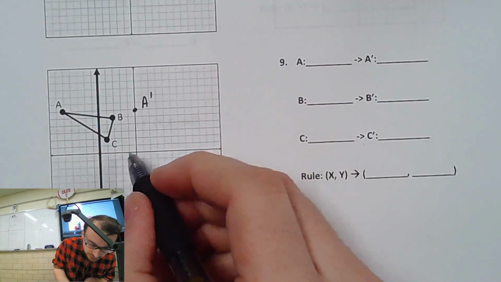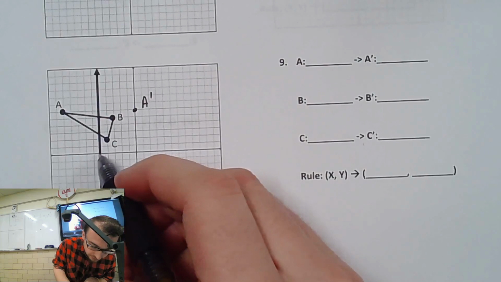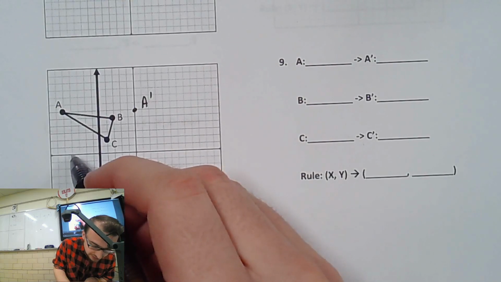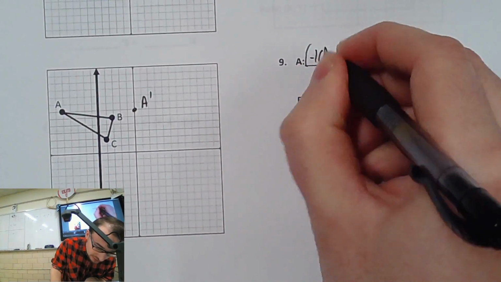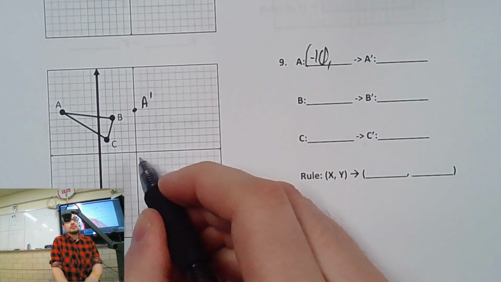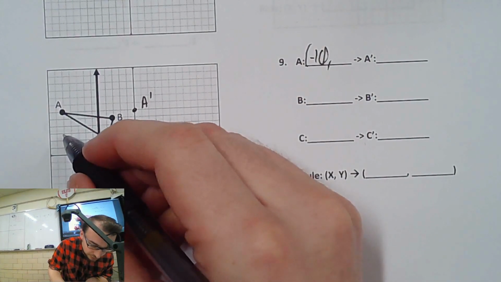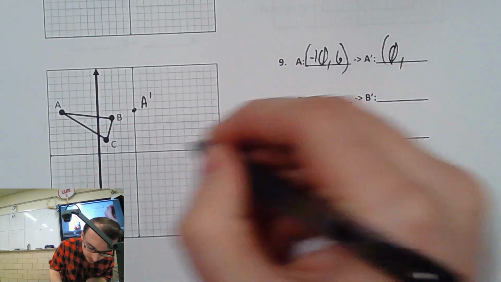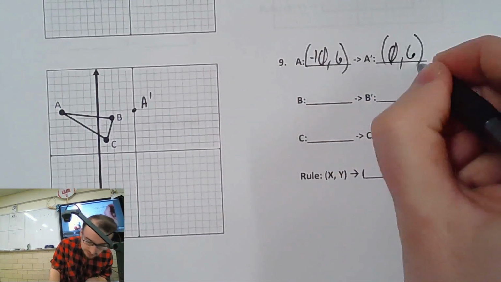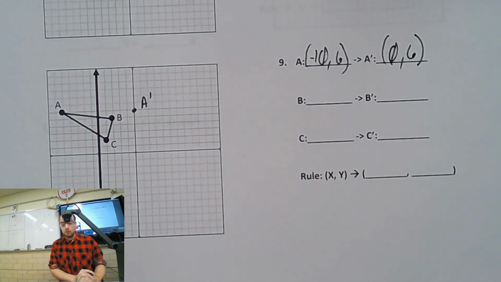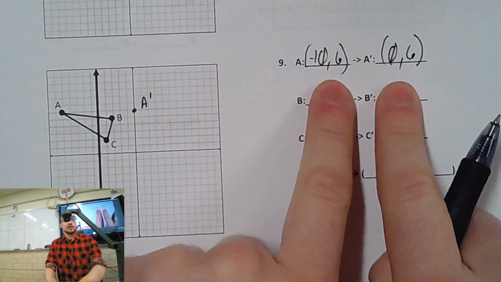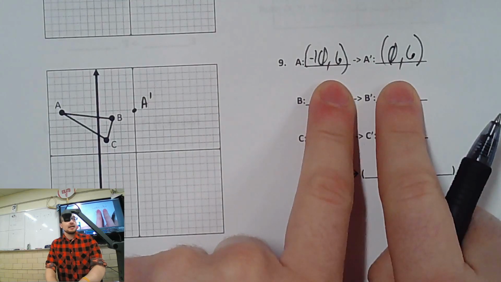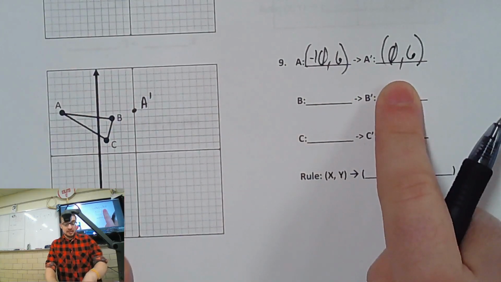A's original coordinates were 10 to the left, counting from the origin, right? And 6 up. A prime ended up on 6 up. Now you'll notice our rule of just negating the x isn't going to cut it, right? And that's because this thing isn't down the y-axis, right? So we have to adjust it.